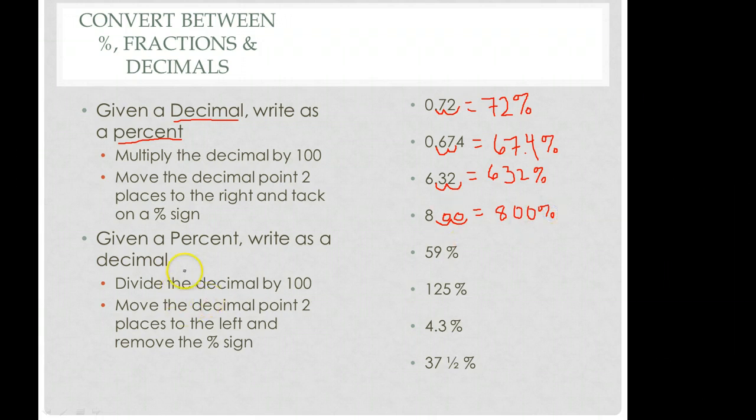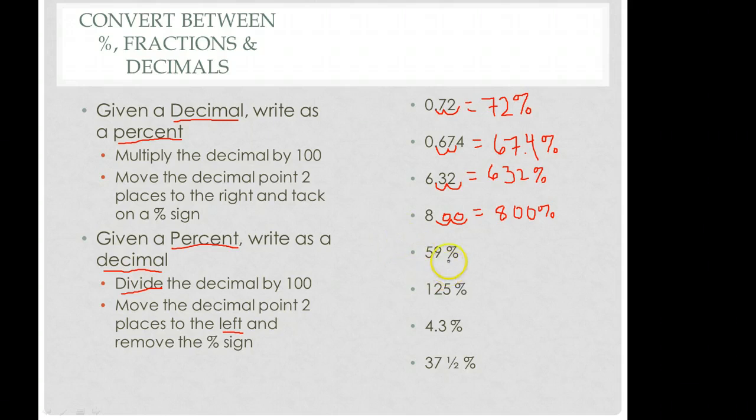Now let's go the other way. Go from a percent to a decimal. Now, the opposite of multiplication is division. So when I go from a decimal to a percent, I multiply. When I go from a percent to a decimal, I divide. I divide by 100. Remember, percent literally means divided by 100. Now, dividing by 100 is the same thing as moving the decimal point 2 places to the left.